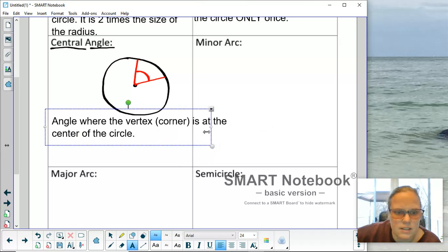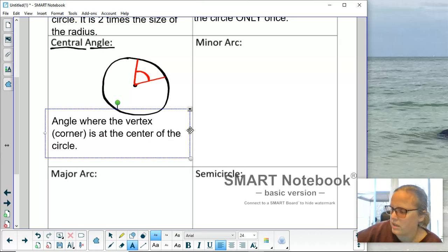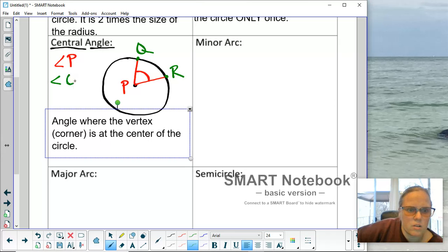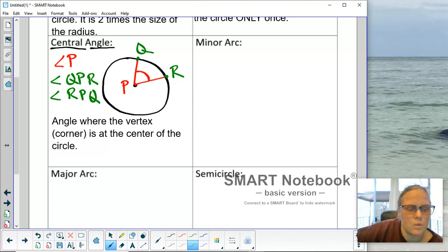Now because this is an angle, we would name it the same way that we do any other angle. So if this had P as the point here, I could call this angle P as long as there's no other angles around it. If we had 2 other points listed as well, we could name it angle QPR or angle RPQ.